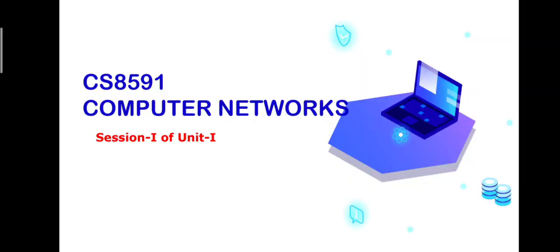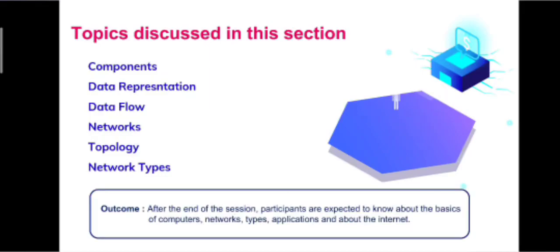Our course title is Computer Networks, course code is CS8591. Today we are going to discuss components, data representation, data flow, networks, topology, and network types. After the end of the session, participants are expected to know about the basics of computers, networks, and its types, applications, and about the internet.